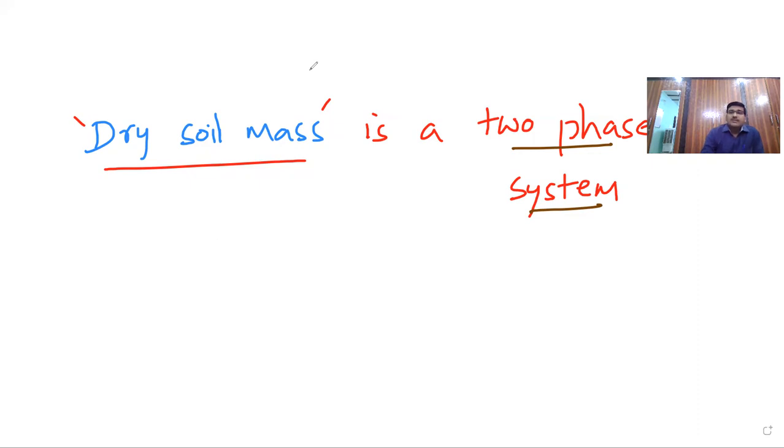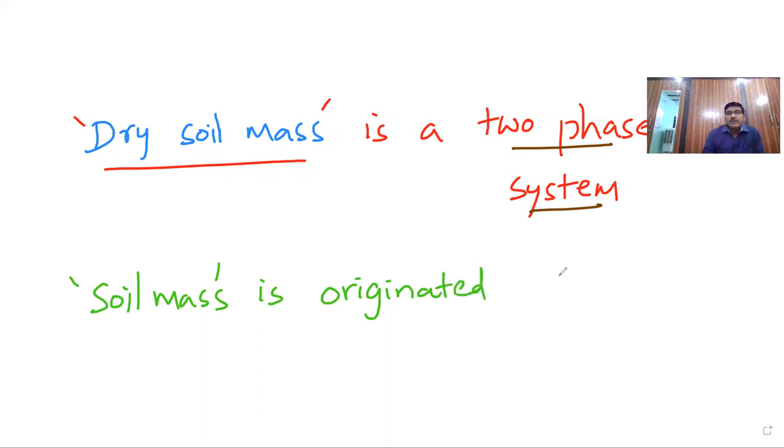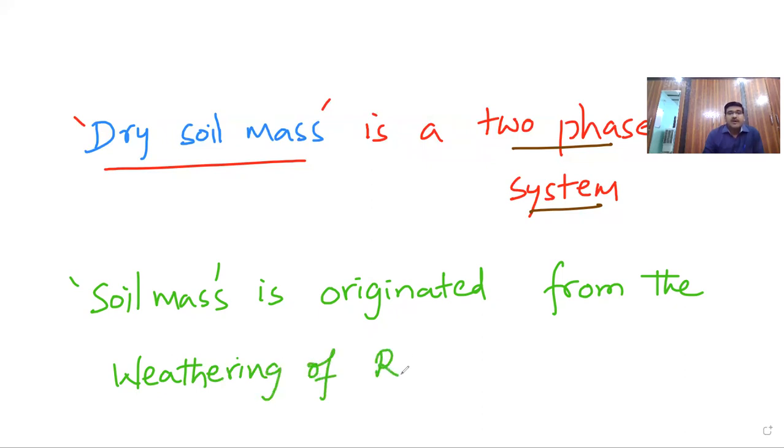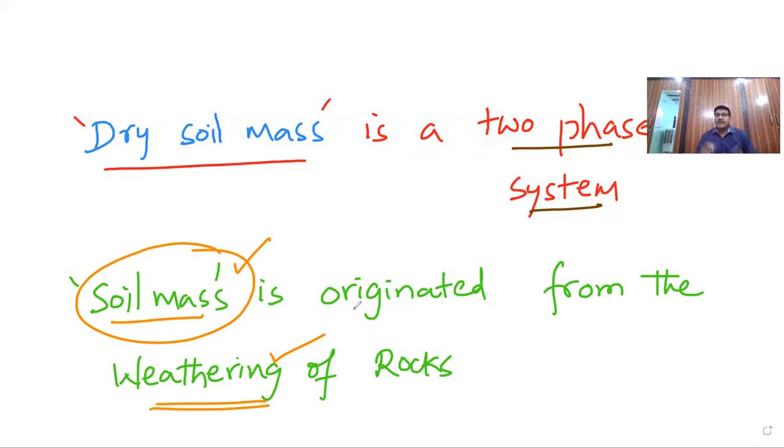This soil mass is originated from the weathering of rocks. Whatever we are speaking about the soil mass, that soil mass is coming from the weathering of rocks.